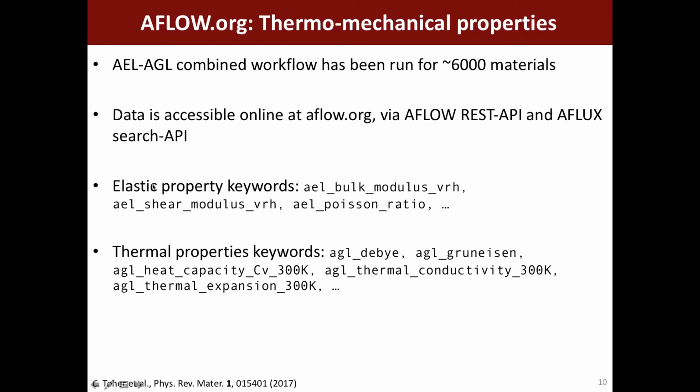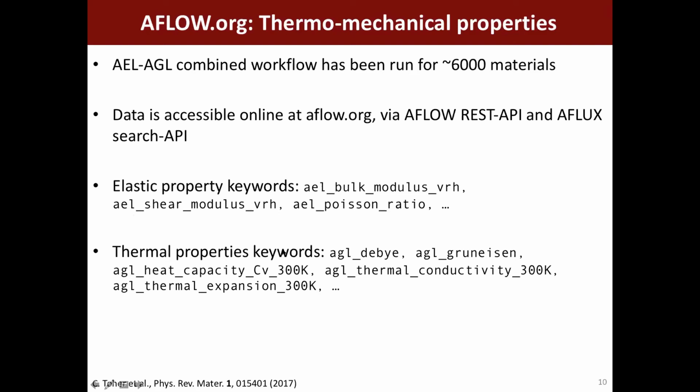And then some of the more useful keywords, again, we kind of touched on this a bit yesterday. For the bulk modulus, you use AEL_bulk_modulus_VRH. For the shear modulus, we use AEL_shear_modulus_VRH. So these both give you the Voigt, Reuss, Hill approximations. You can also get the Voigt and the Reuss values just by changing this to Voigt or Reuss. And you can get things like the Poisson ratio as well.